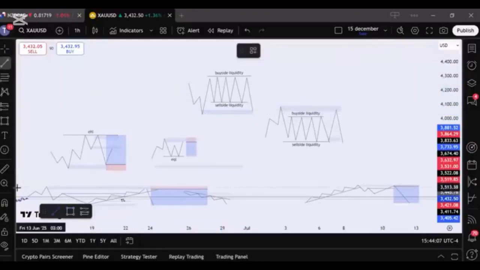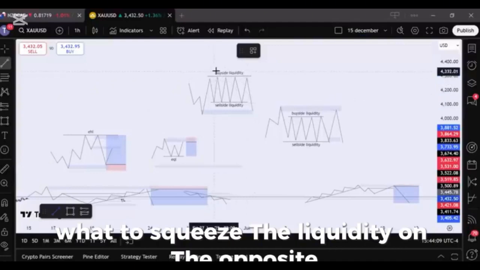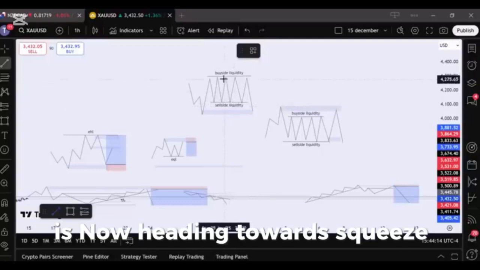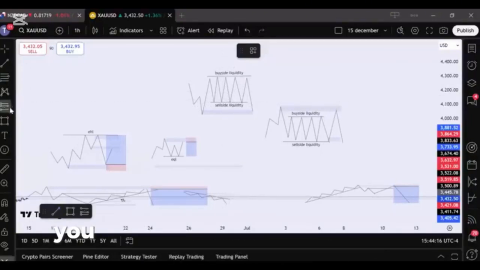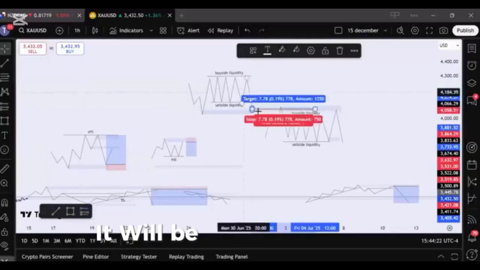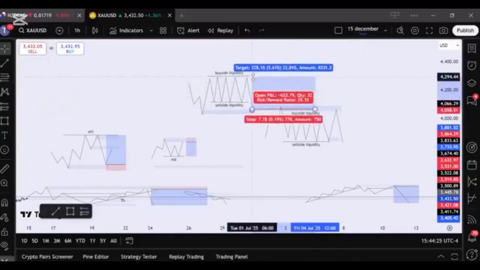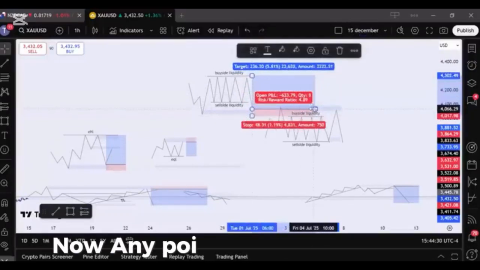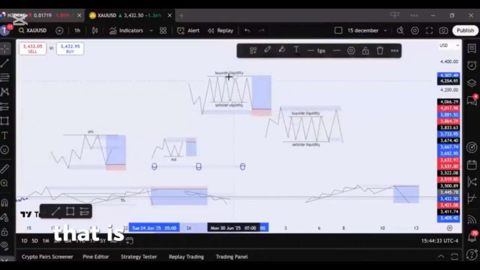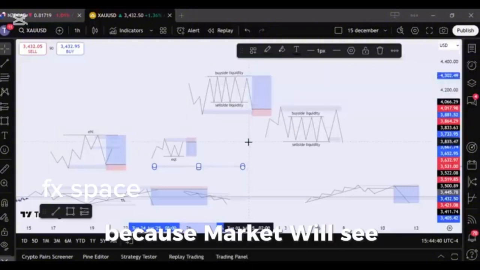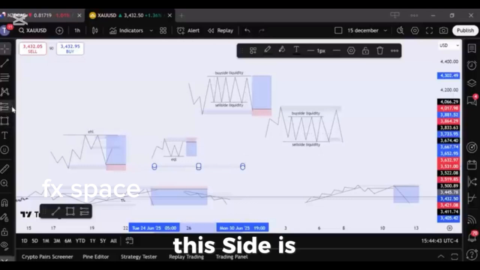Once this happens, the way it's heading next is what? To sweep the liquidity on the other side, so the sell side liquidity first, it's now heading towards sweeping the liquidity on the buy side, which means that once you take your trade here, your take profit level will be aimed at clearing the liquidity on this side. Now, any POI that you see up here that is still enclosed inside of this range, do not try to use that POI to take any trade that will reverse this direction of the market, because market will still eventually take you out.